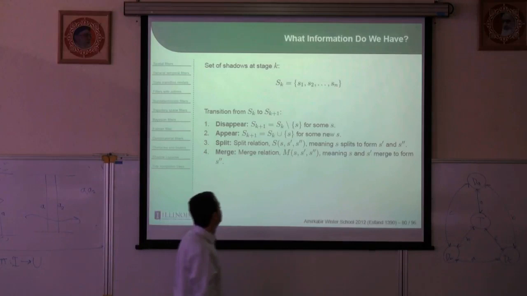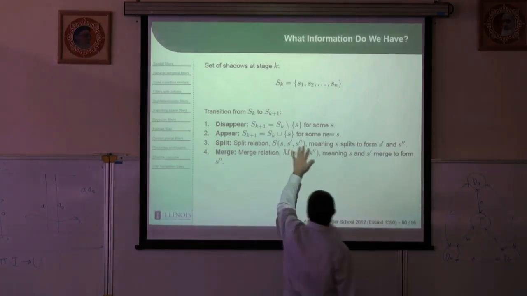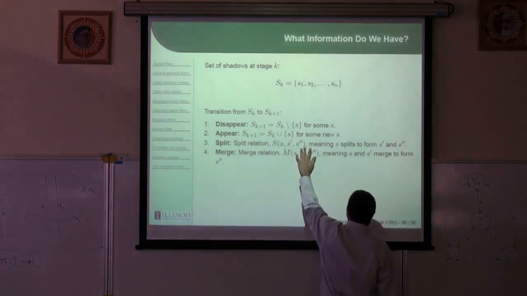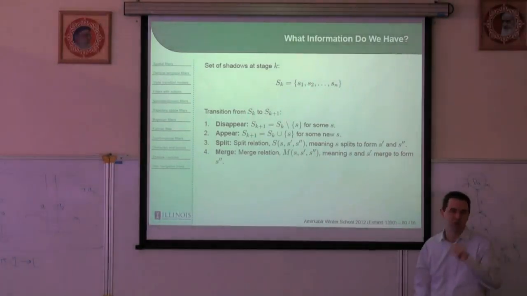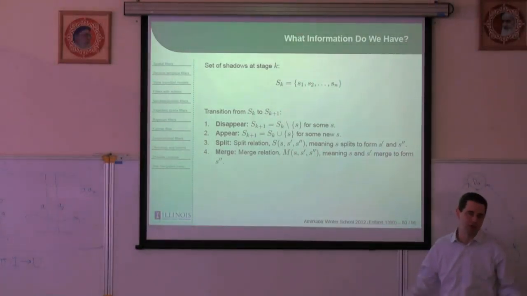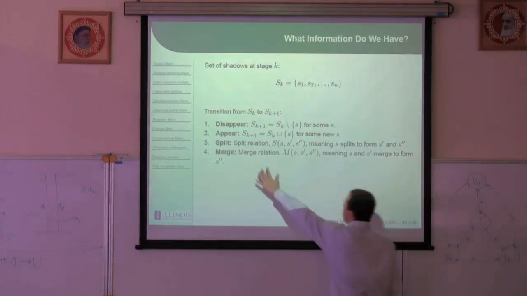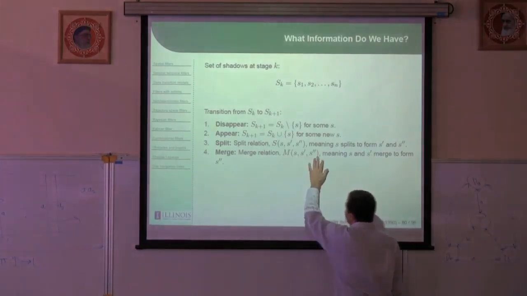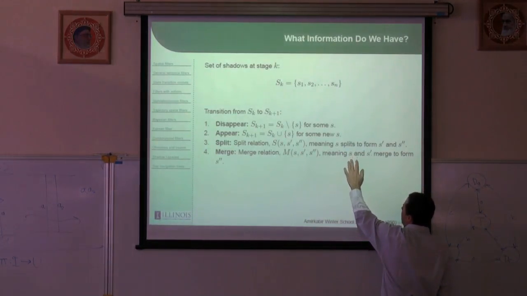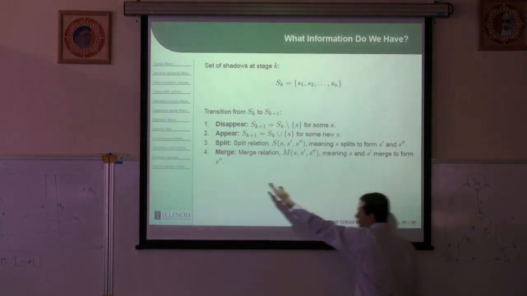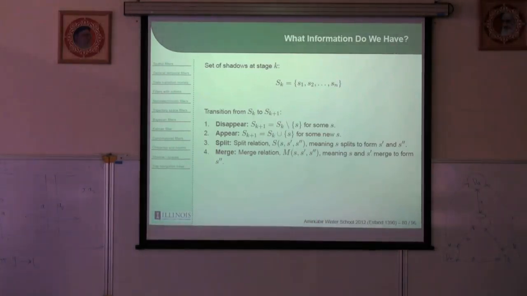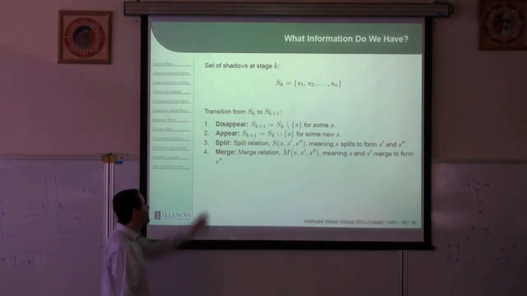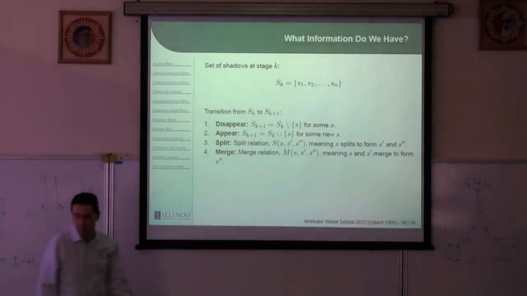Split introduces a relation on 3 shadow components, meaning that this one split into these 2. General position assumption: we don't do a triple split, but of course that can happen. Merge: we have a merge relation that means that S and S prime merge to form S double prime. So that's exactly how these things fit together. And one of the most complicated things to reason about is what happens for split and merge.